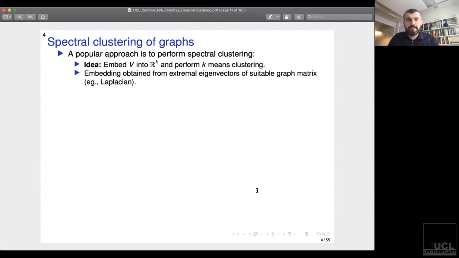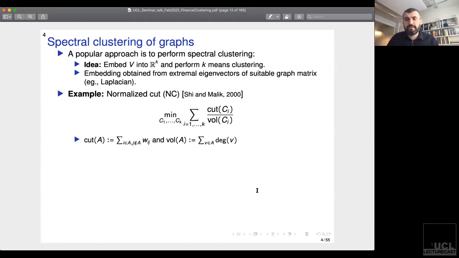Now, in the last 2 decades, spectral clustering has arguably been the go-to tool for clustering graphs. In a nutshell, the idea is that you first embed your node points into R^k using typically eigenvectors of some type of graph Laplacian matrix, and then you perform clustering using some standard k-means or k-means++ algorithm.